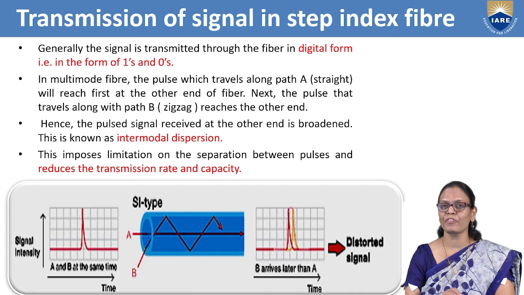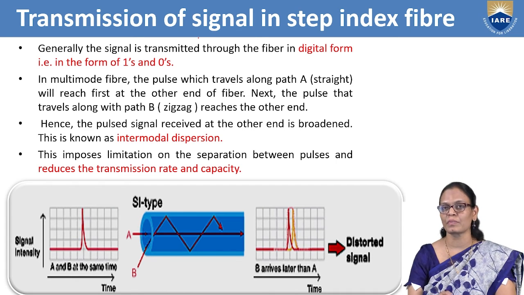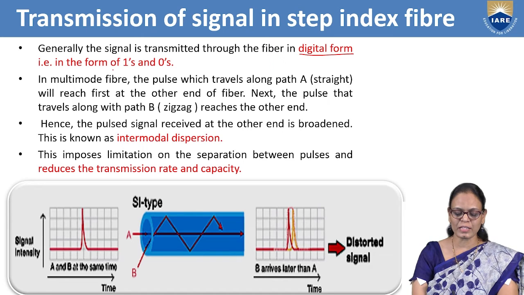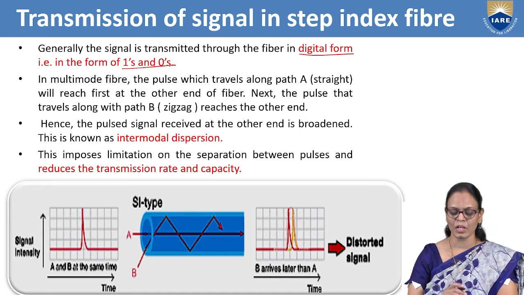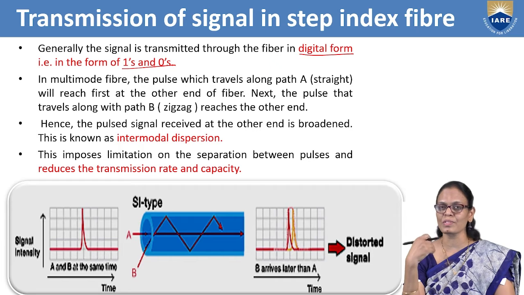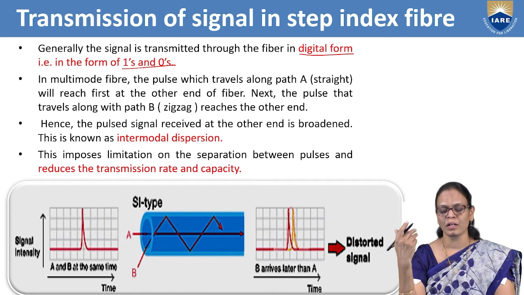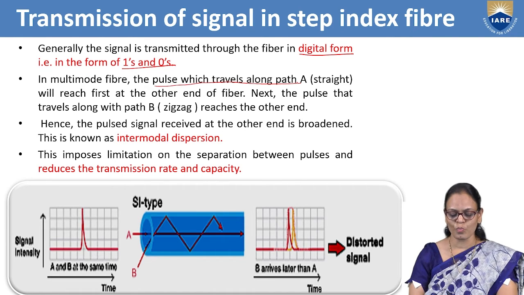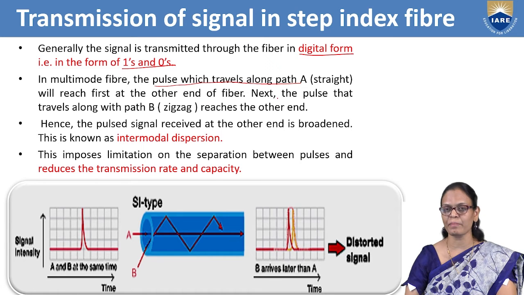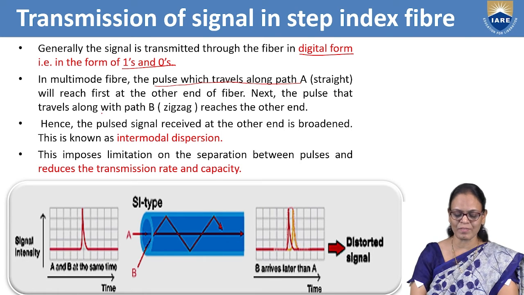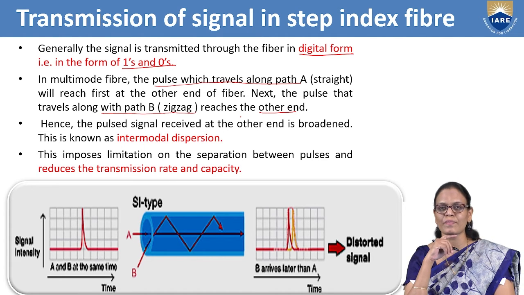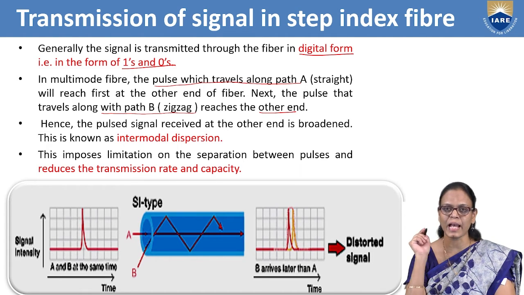Now generally, the transmission of signal in a step index fiber is always in digital form, in the form of ones and zeros. Low or no signal is 0, high is 1. In multi-mode fiber, the pulse which travels along path A will reach the other end of the fiber first. Next, the pulse that travels along path B reaches the other end. In multi-mode, the light travels in a zigzag manner.